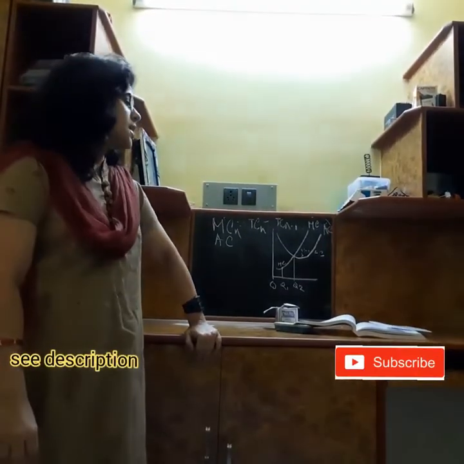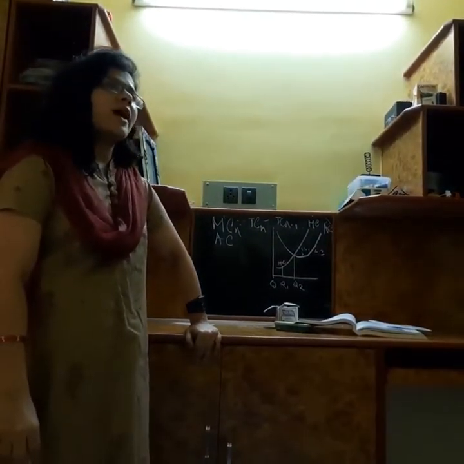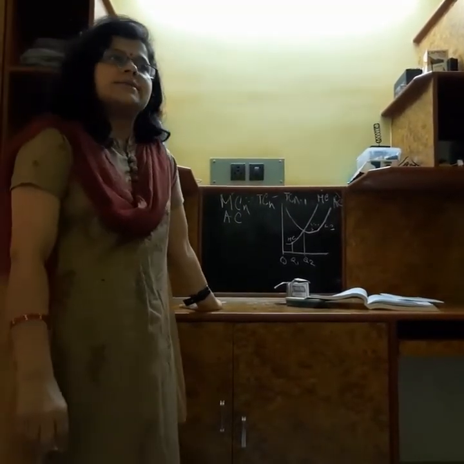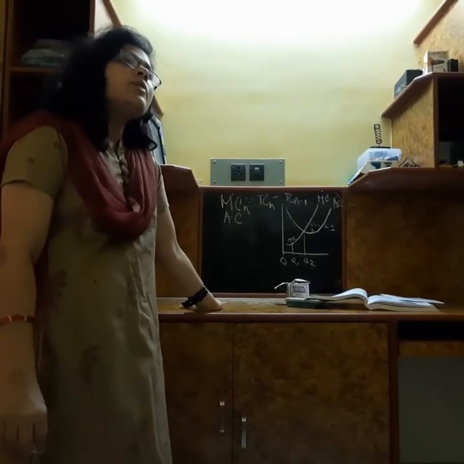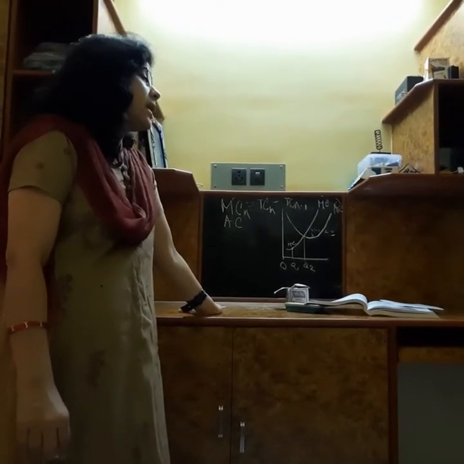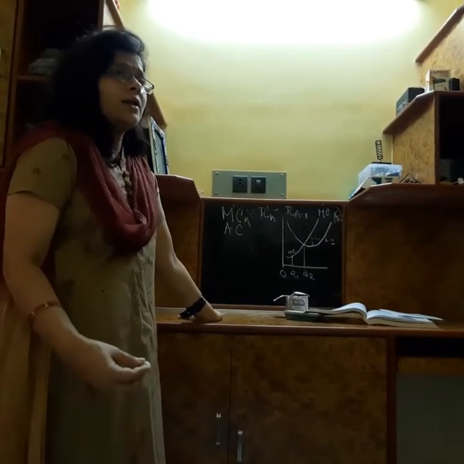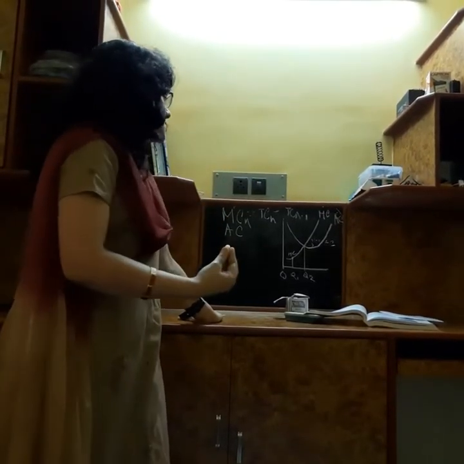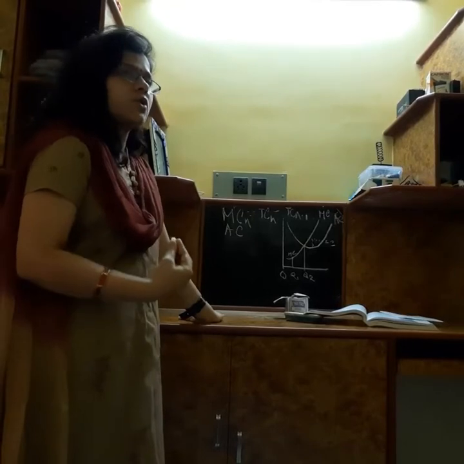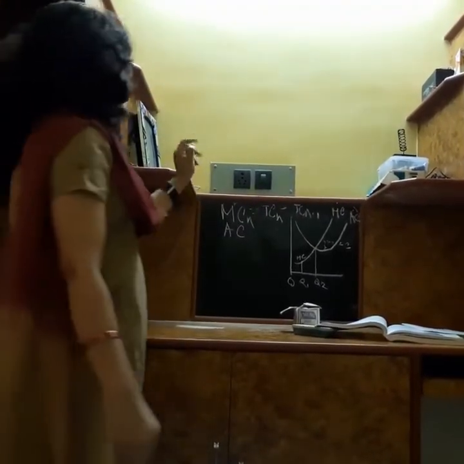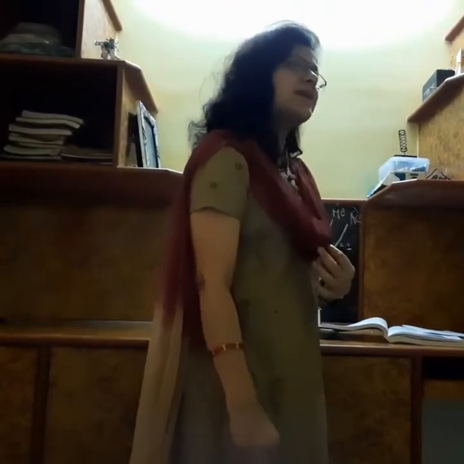This is the fourth class of our cost analysis. Today I will explain about the MC and AC curve. Hope you have understood my previous lecture. If you have any problem, you can give your comments and I will try to solve it as far as I can. Now come to these two terms, MC and AC.